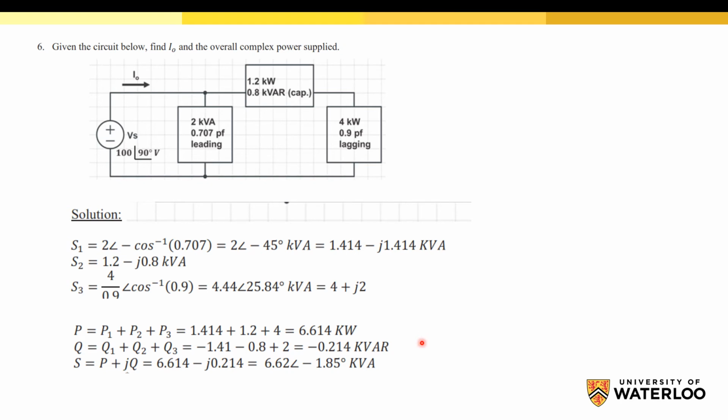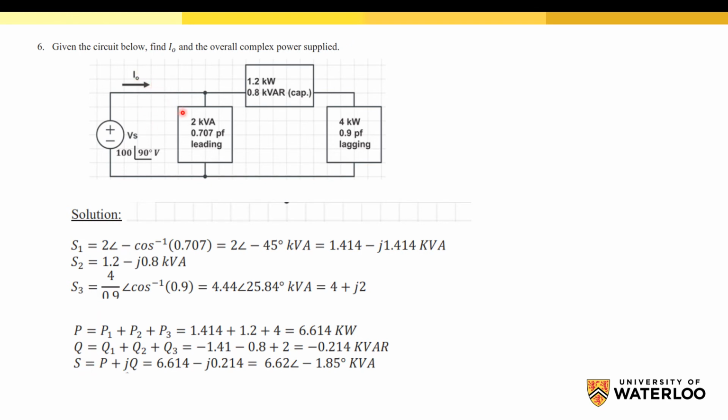Now we have the value of the total S. So at this stage, we have just one load, which is the total load, and this load represents all these three loads together. So we have a source and one load, and this load is represented by the total value S, and we need to calculate I naught.